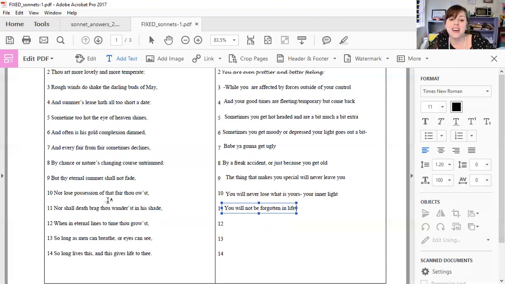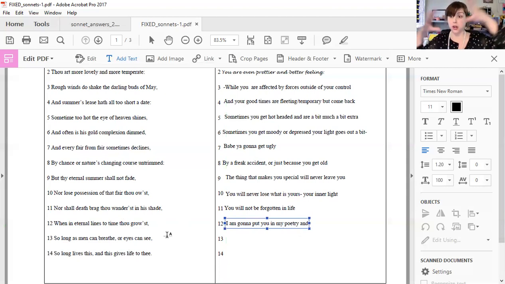And he's saying here, guess what, babe? I am going to write a poem about you. I am going to put you in my poetry. And to time thou growest. Remember, thou is you. And in time, you are going to grow.